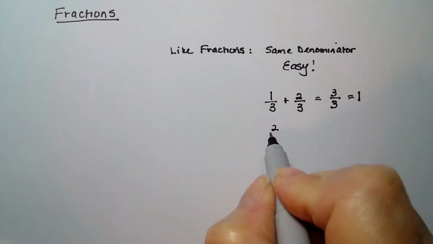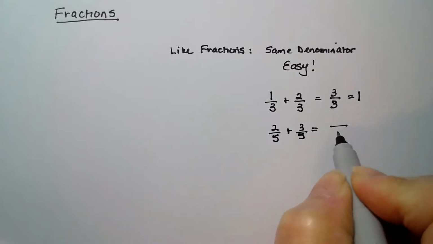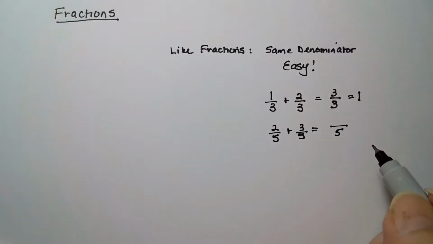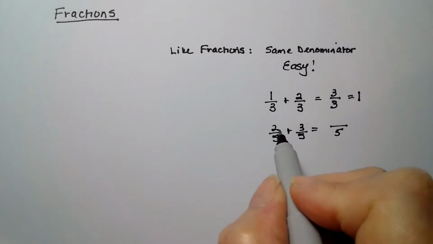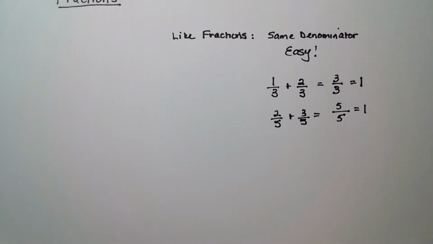I don't know, 2/5 plus 3/5. Well, the bottoms are the same, so we're going to have a new fraction with a denominator of 5, and then we can add 2 plus 3 is 5, and reduce again if we need to.